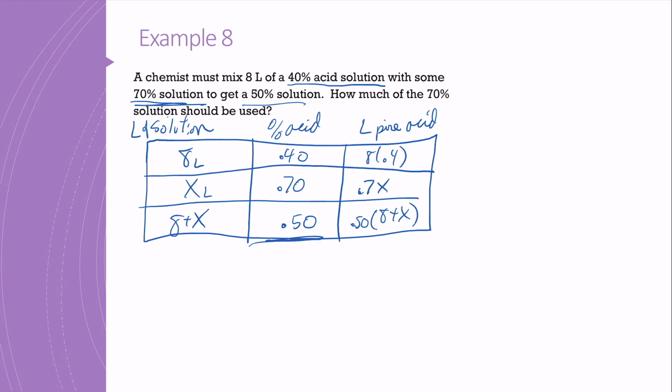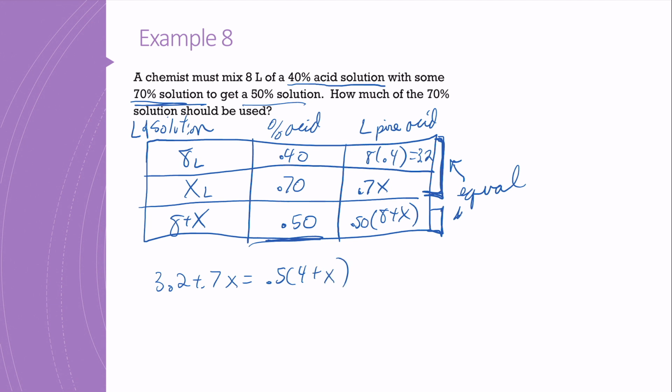Now, the amount of pure acid in each of my individual solutions, the 40% and the 70%, is going to be the same as the amount of acid when I mix them together. These are going to be equal. So I have, this is 3.2, by the way. So I have 3.2 plus 0.7x equals 0.5 times 8 plus x. And I can distribute.